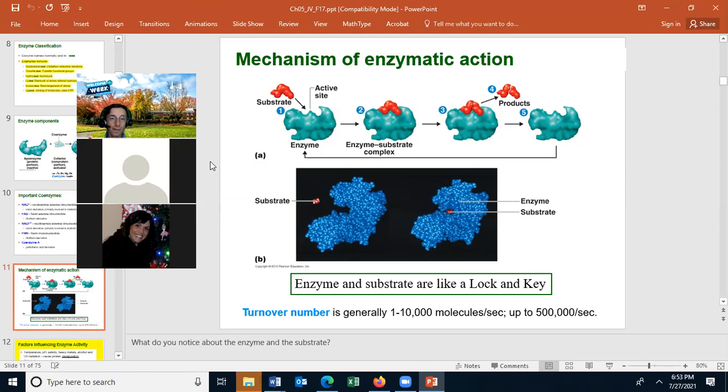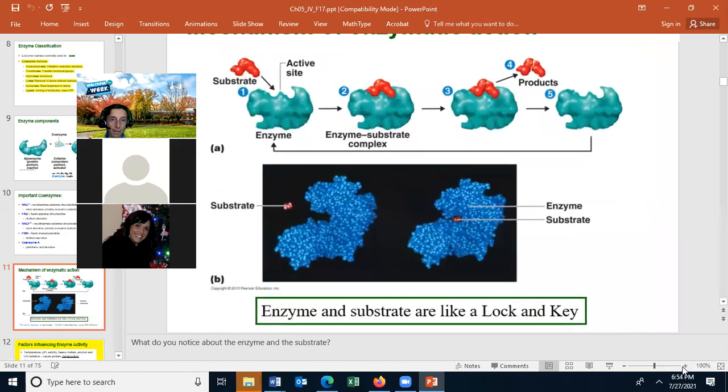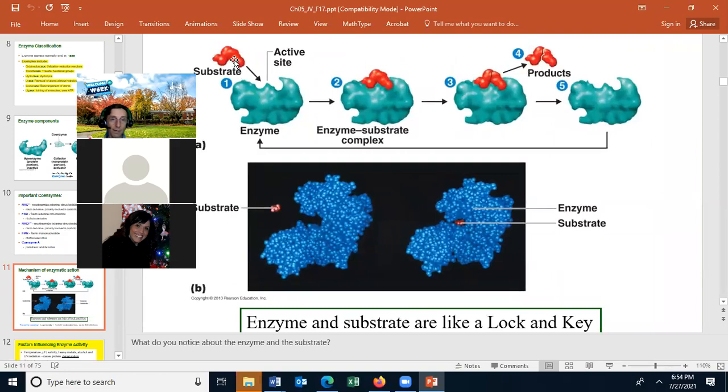All right, if not, this is showing you the mechanism of enzymatic action, where an enzyme binds specifically to a substrate in its active site. The portion of the enzyme that binds to the substrate is called the active site. And the two complex together, and that puts stress on the substrate, converting the substrate into the product. Once the product is made, it then falls off of the enzyme, and then the enzyme can rebind to another substrate.